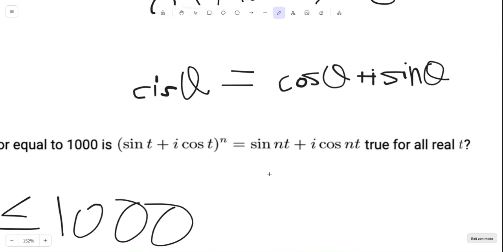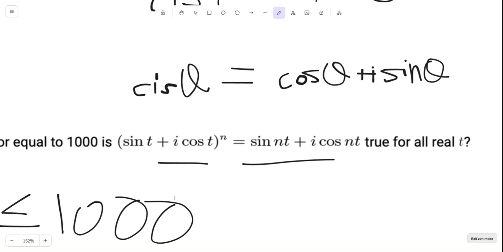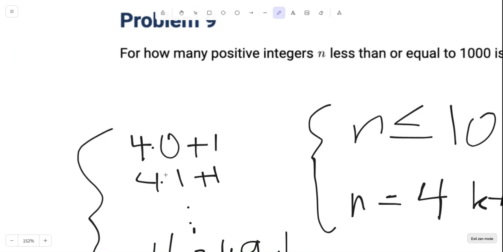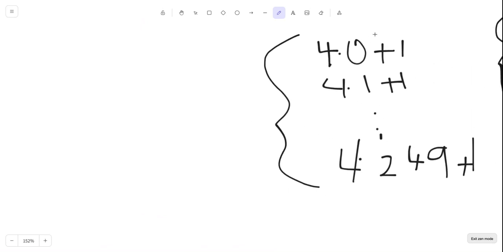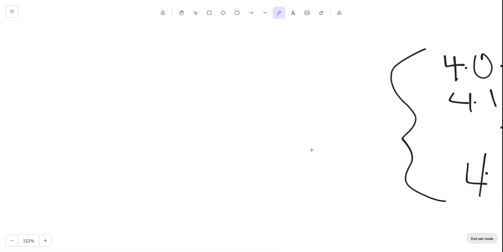It's easy to verify the first one to make sure we did everything correctly. If we plug in n equals 1, it gives us the same exact thing, so it's correct. Or you can check other ones. But anyway, we get 0 through 249 for k, which gives us 250.